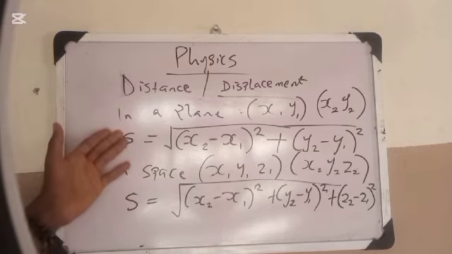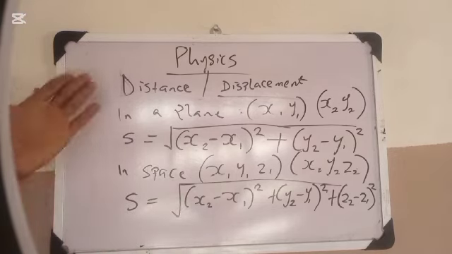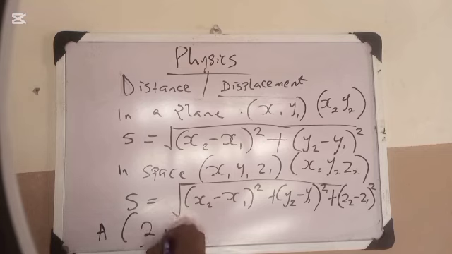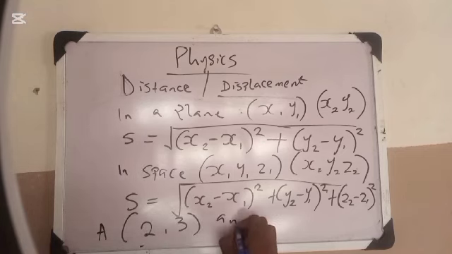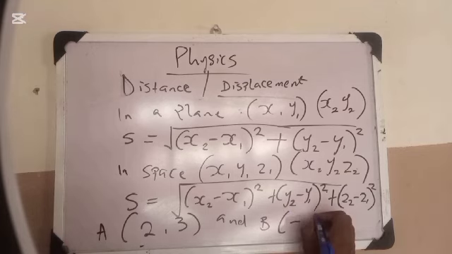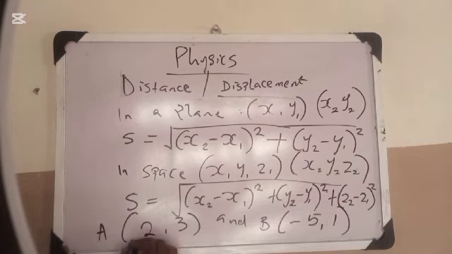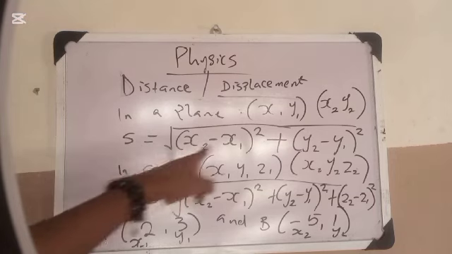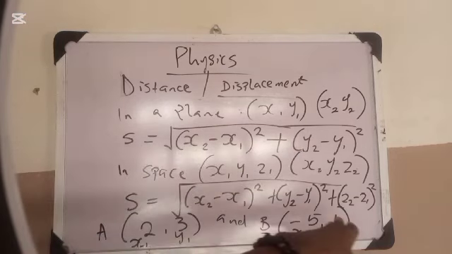They can either give you in space or in a plane. So when they give you in a plane, they ask you a question. For example, I want you to solve this at a convenient time. Calculate the distance between point A and point B, where point A is 2 and 3, and point B is minus 5 and 1. So this is your X1, Y1, X2, Y2. When you substitute these values into the formula, you will get your answer.